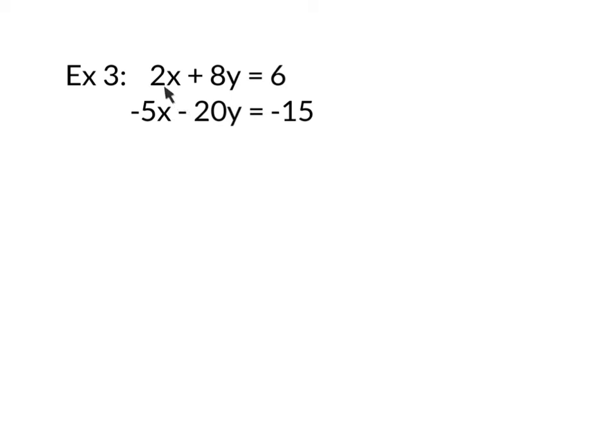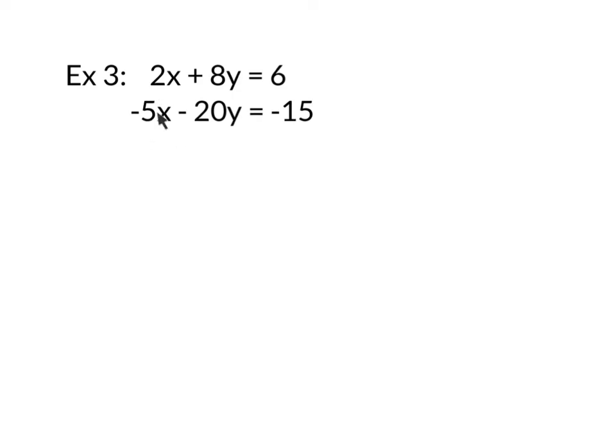So I have a 2x and a negative 5x. Well, those aren't even multiples of each other, so that might not be the easiest thing. Then I have an 8y and a negative 20y. Those aren't multiples of each other either. So what I'm going to have to do this time is multiply both equations by their own numbers to get the same number but opposite signs on one of my variables.